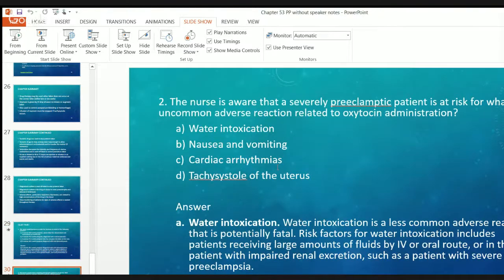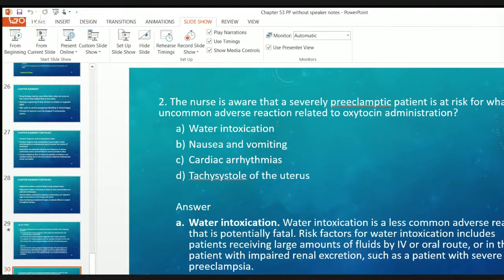The next question: a nurse is aware that a severely preeclamptic patient is at risk for an uncommon adverse reaction related to oxytocin administration. We have water intoxication, nausea and vomiting, cardiac arrhythmias, and tachysystole of the uterus. The answer is actually A, water intoxication, which although very rare, is a less common adverse reaction but potentially fatal, of course.